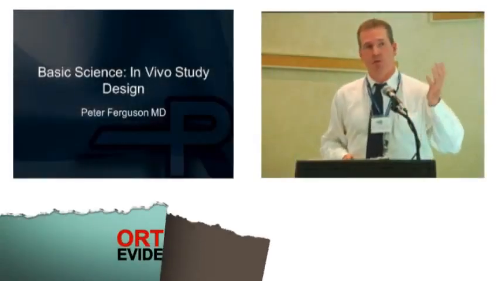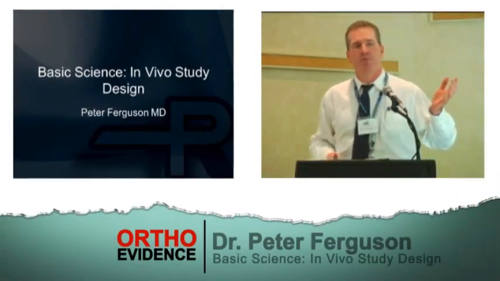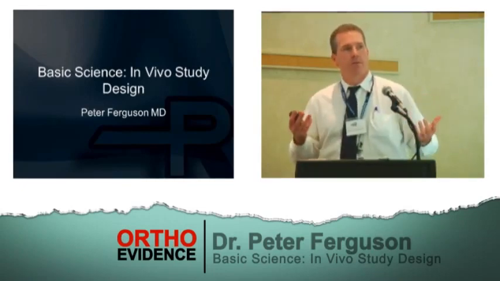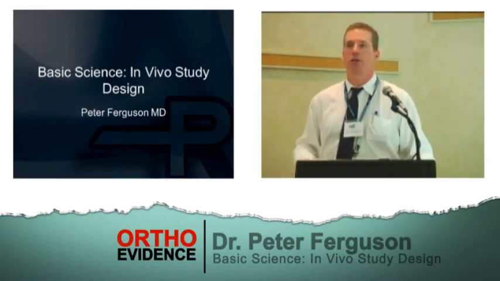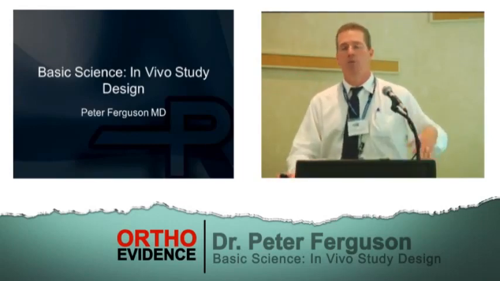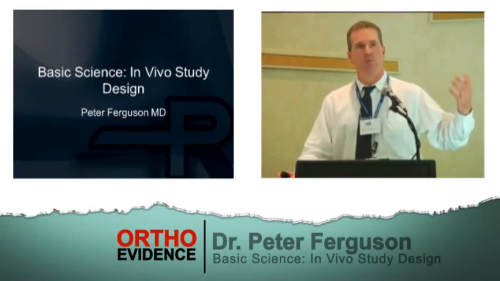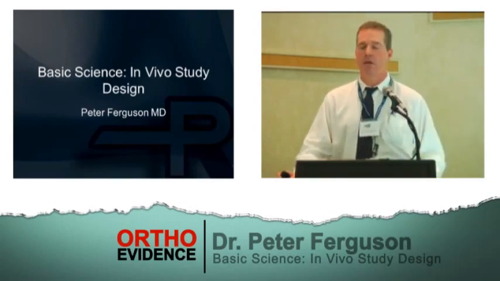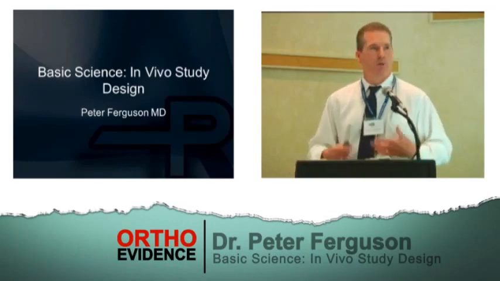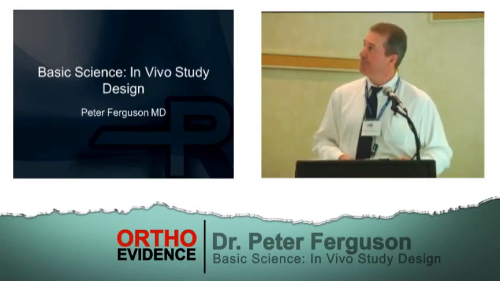So I'm going to break this up into two parts. The first part is going to be what thought should go into deciding what species, what animal model you're going to use if you're going to look at some in vivo study design. And the second part is going to be, when it comes time to submit your animal care protocol to the animal care committee, what are the things that they're going to want to see in order to give it approval.